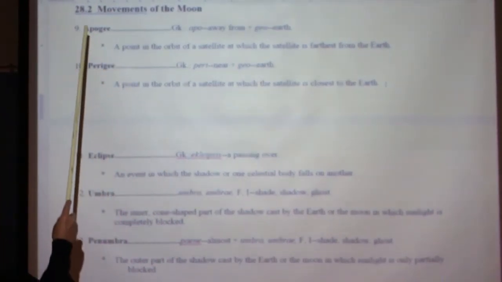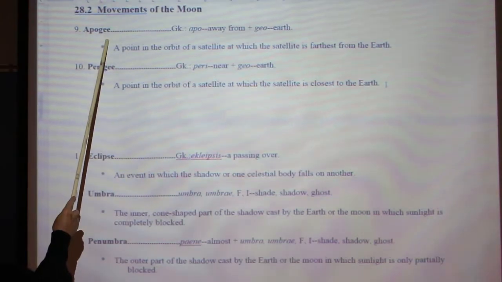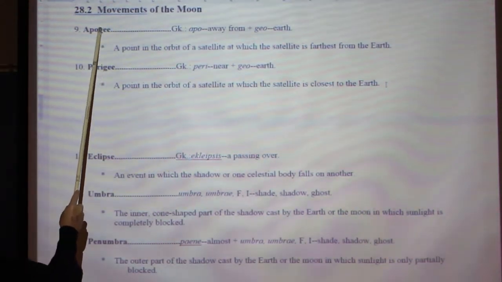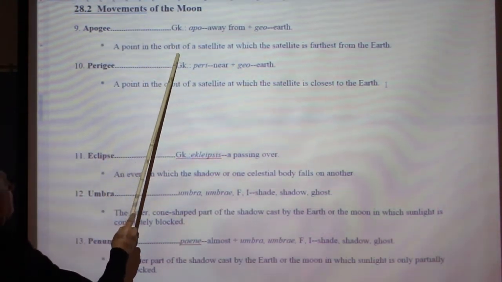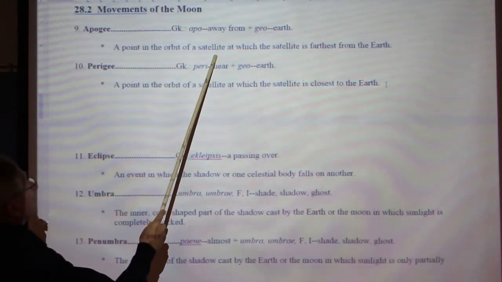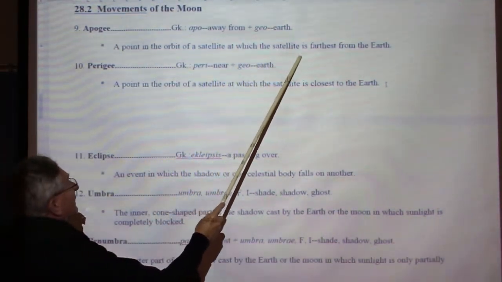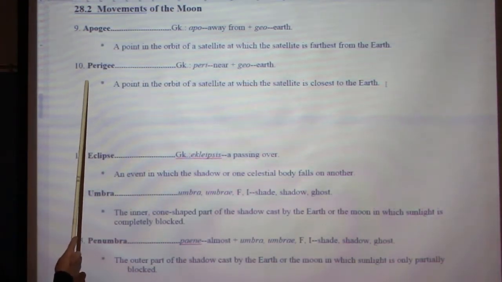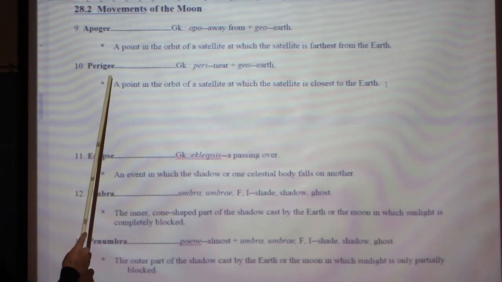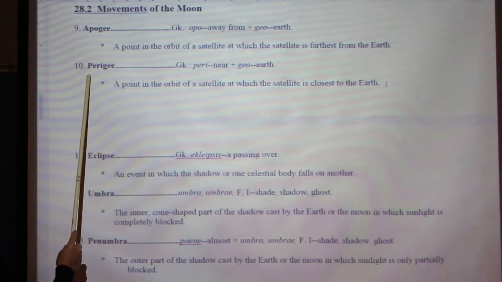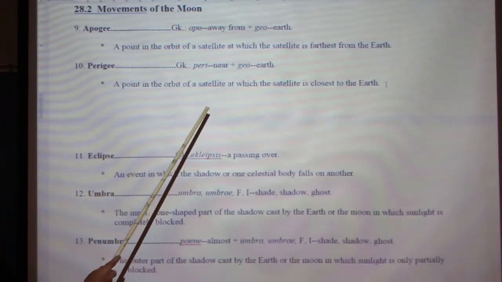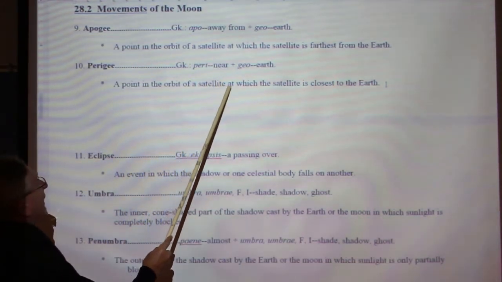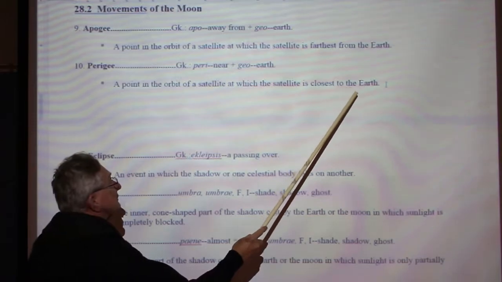We had the word aphelion, away from the sun. This is apogee, away from the Earth, geo, Earth: the point in the orbit of a satellite, namely the moon, at which that satellite is furthest from the Earth. The other word we had is perihelion, closest to the sun. This is perigee, closest to the Earth: a point in the orbit of a satellite, the moon, at which the satellite is closest to the Earth.